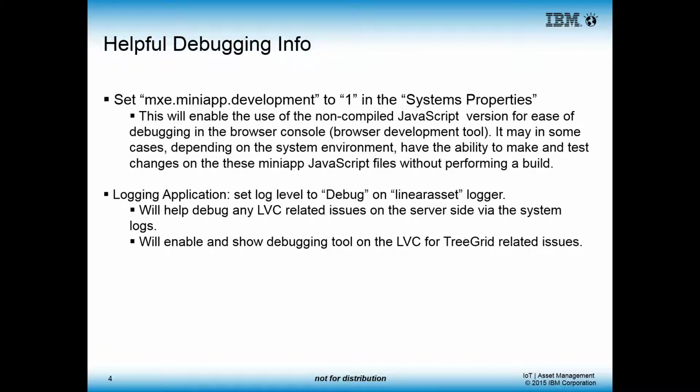The second thing is there's a new logger called linear assets. If it's set to debug, it'll help debug any linear visual control related issues and record them on the system logs. Also, if this linear asset debug is enabled, you'll see a debug tool appear on the linear visual control. And I'll show you that in the demo.